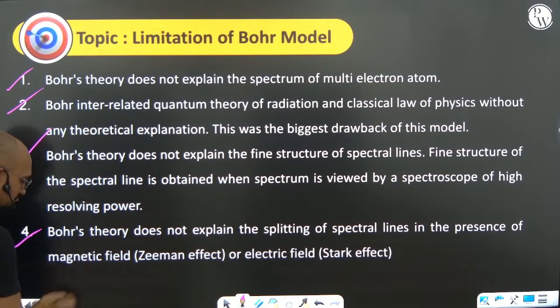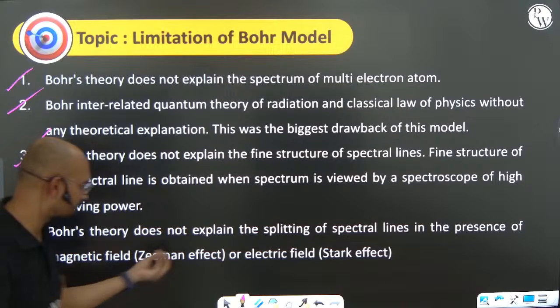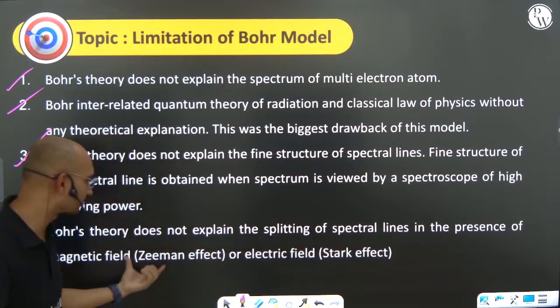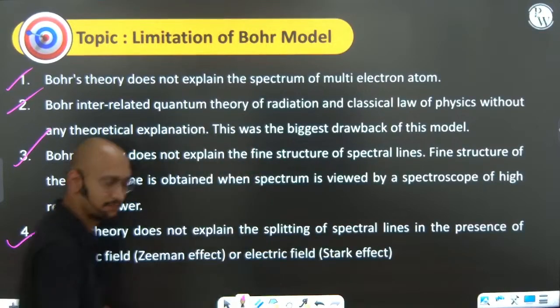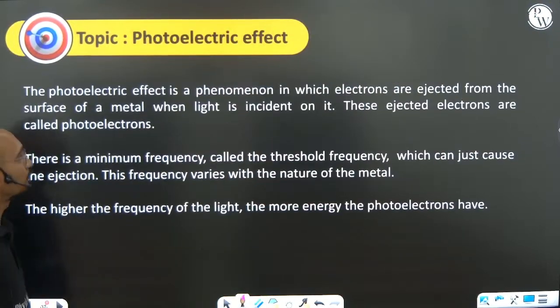And under the magnetic field, when these lines were splitting, it is called Zeeman, while under the electrical field, when it was splitting, it is called Stark effect. That it could not explain. Next, photoelectric effect, very important.